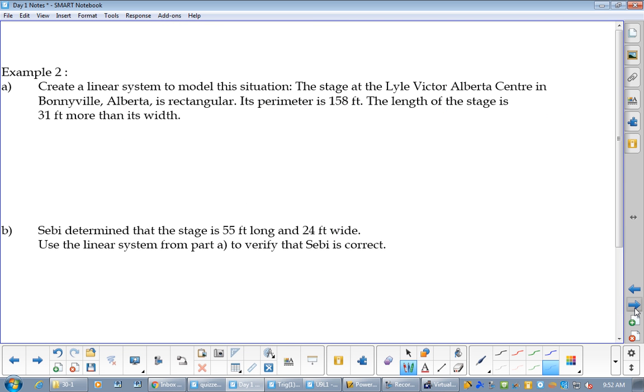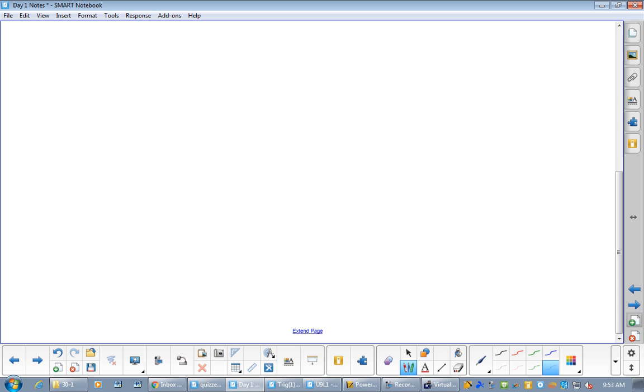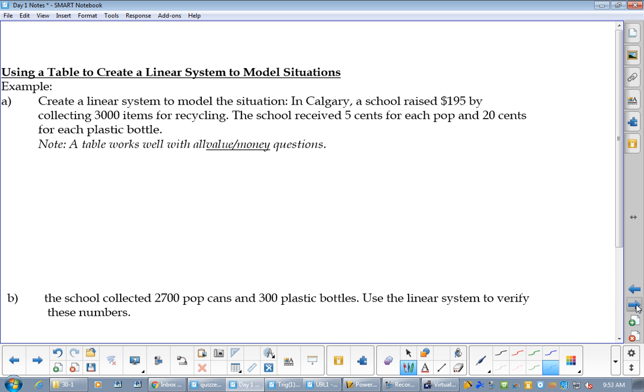Calculate a linear system to model this situation. The stage at the level of Victor, Alberta, Bonnyville is a rectangle. Its perimeter is 158, and the length of the stage is 31 more than the width. Okay, so this one is a little bit redundant. We just did this one, right? I don't know if we need to do it again. Okay, and then we put in 55, 24, and we get it's the same example as the last one. I don't think we need to do it again. Okay, this one is a little bit different.